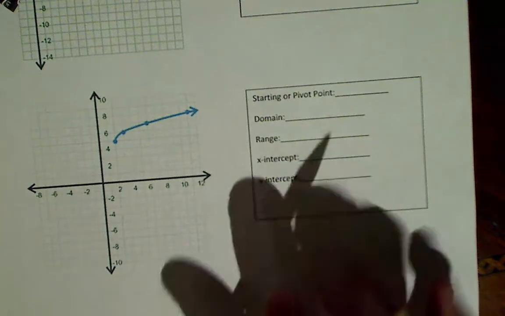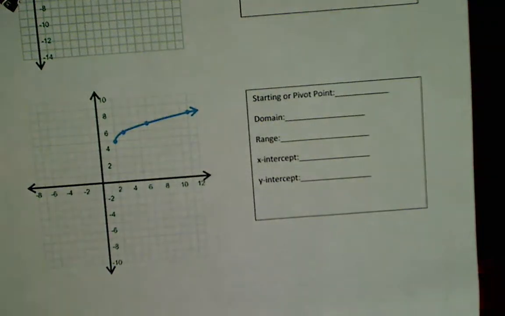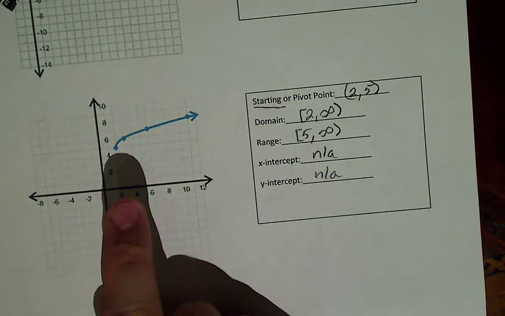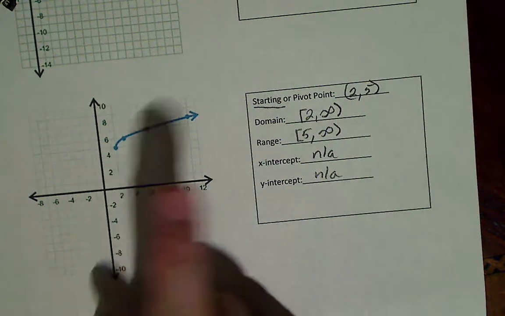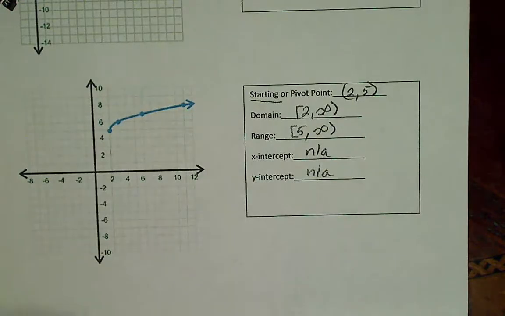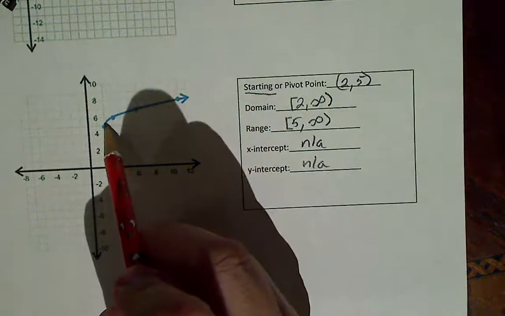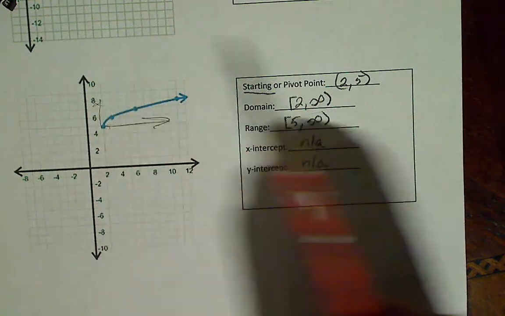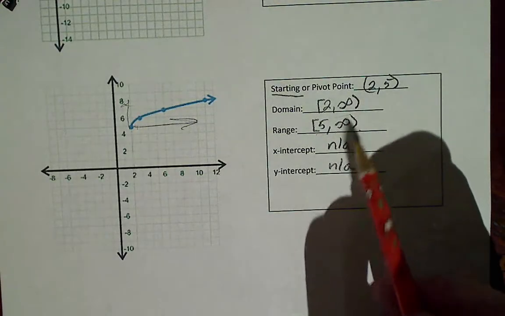Last one. Now, if you want to pause and try this one on your own first, by all means, go for it. All right, this is what it looks like. Pivot point, my starting point looks like it's at 2, 5. My domain, therefore, starts at this point and goes in this direction, so 2 to infinity. My range starts at this point. It looks like it goes up, so 5 to infinity.